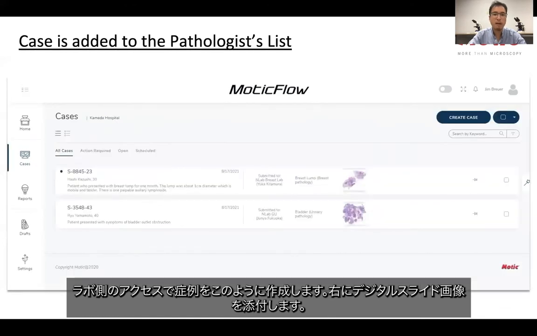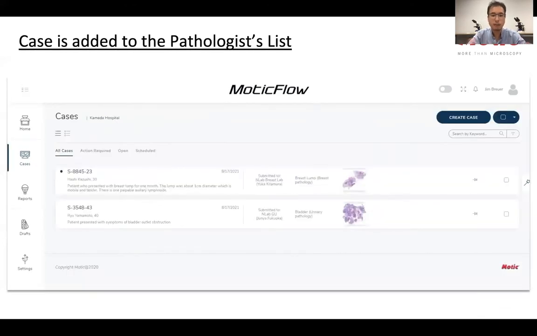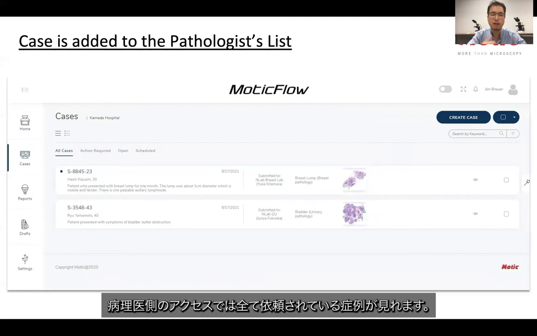Then it goes to the pathologist, and the pathologist sees the case when they log in and they see their case list. And obviously all of these are just example cases, so you don't have to worry about patient information or anything of the sort.